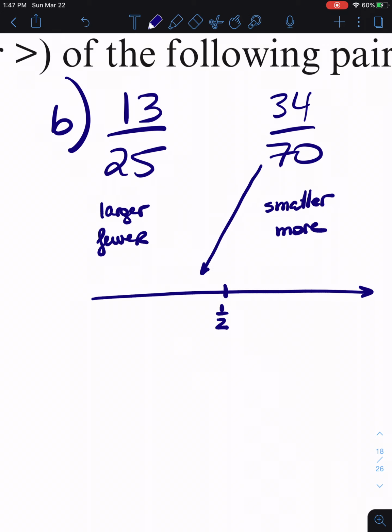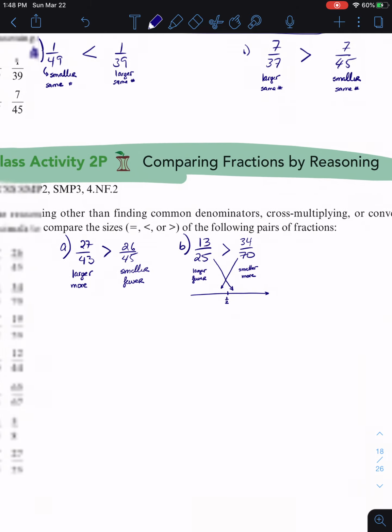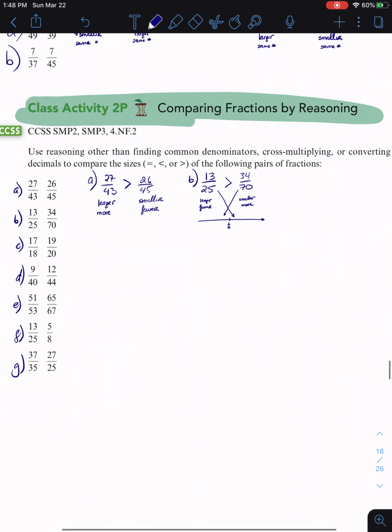And for 13/25ths, well, is that more than a half or less than a half? Well, 12.5/25ths would be a half, so 13/25ths is more than a half. So 13/25ths would be somewhere there. So which one is greater, 13/25ths or 34/70ths? Well, the one that's greater than a half is going to be greater. So notice that instead of comparing them to each other, we actually compared both numbers to 1/2, a common benchmark, to see if we could make sense of their relative sizes.